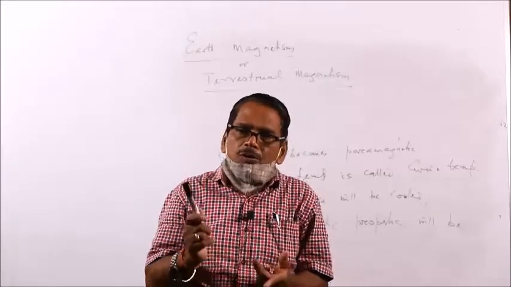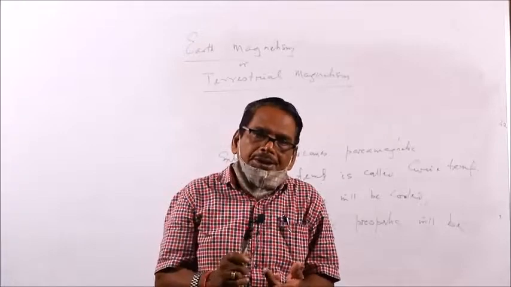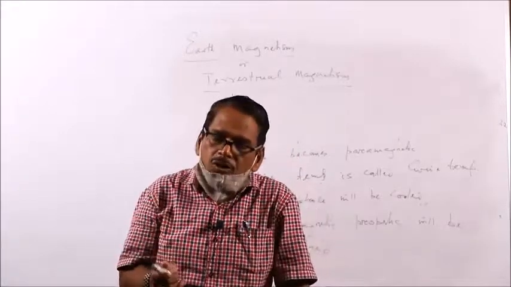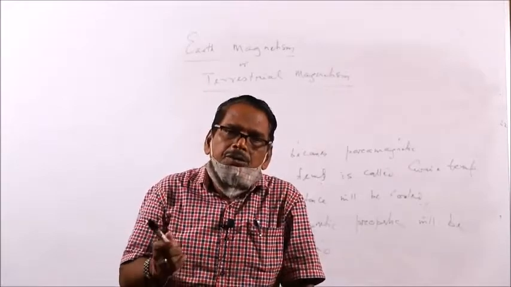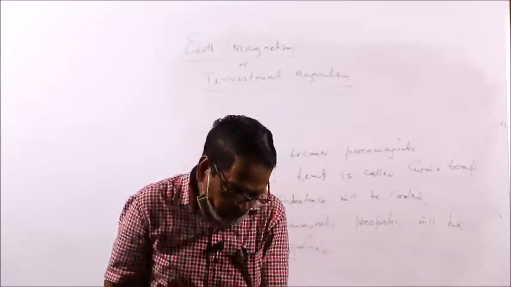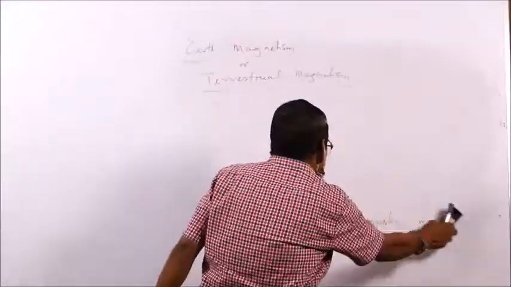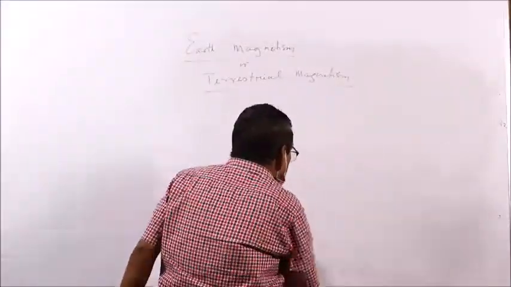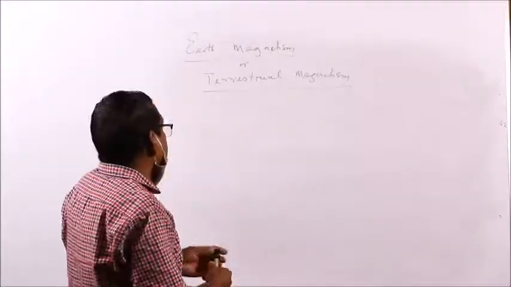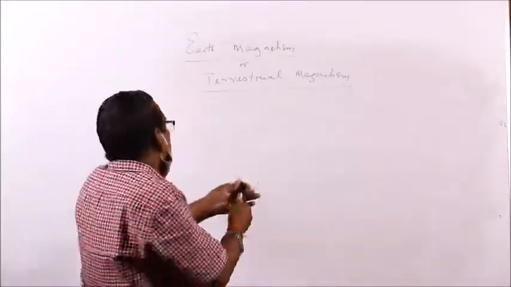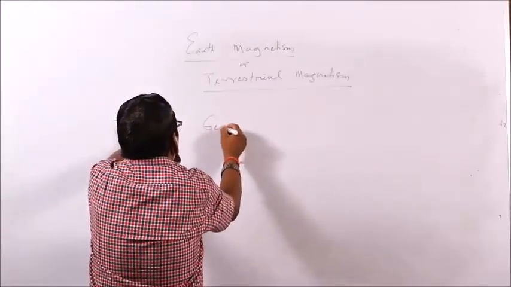Because the geographic north pole of Earth contains magnetic south polarity, and the geographic south pole of Earth contains magnetic north polarity. So Earth is a magnet and it has different characteristics, which are known as characteristics of earth magnetism or magnetic elements. Before going to magnetic elements, let us define geographic meridian and magnetic meridian.